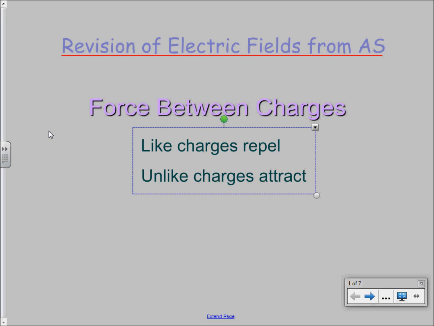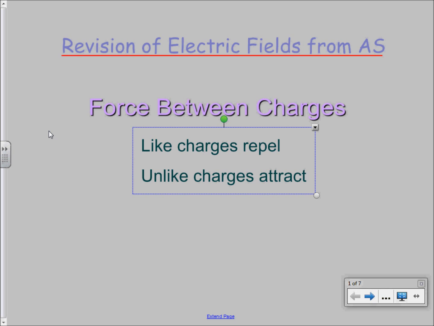This little video clip really is just a revision of stuff from the AS course on electric fields. This particular topic is split in two halves. Part of it's done in AS, the rest is done in A2. You do not need to make notes on this unless you feel the need to do so.